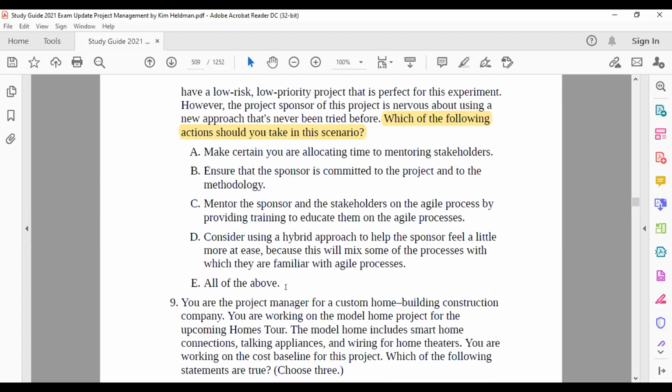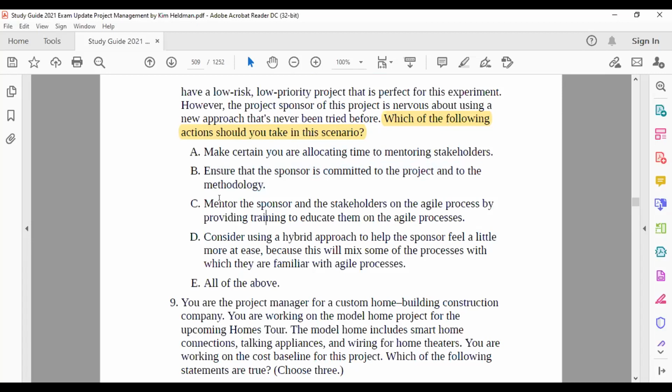Question number 8. Ganesh, your answer is correct. What about others? Motion, yes, nice. Let's read: make certain you're allocating time to mentoring stakeholders. Yes, you have to do the mentoring for them because you have to train him on the purpose of agile. So this is correct. Ensure the sponsor is committed to the project and to the methodology, because if he does not like the methodology, he can cancel the project. So make sure you do this.